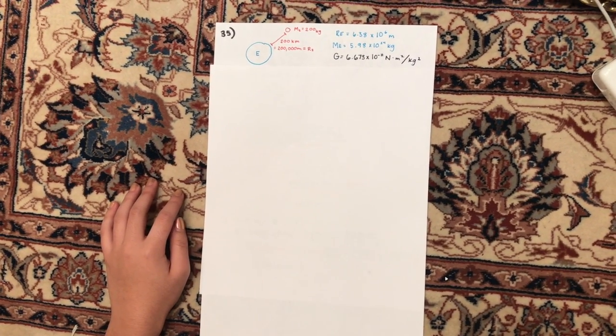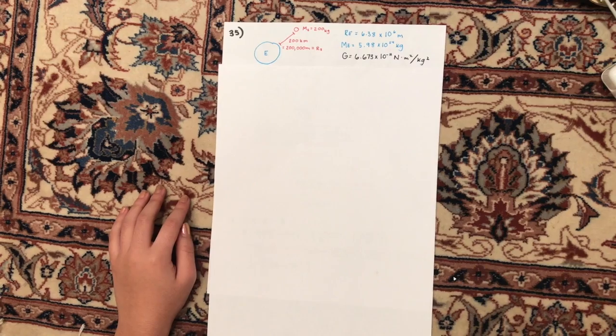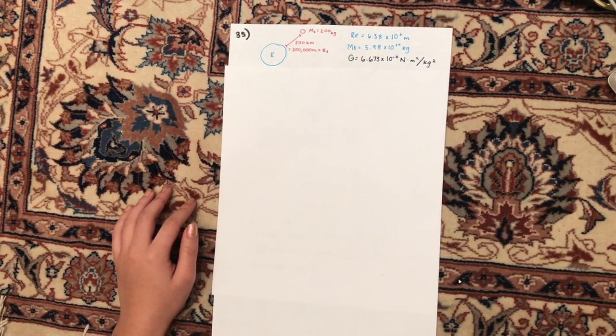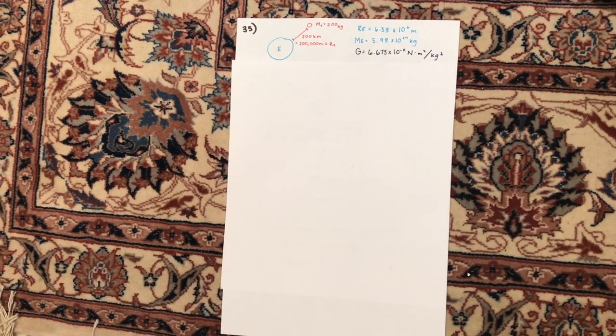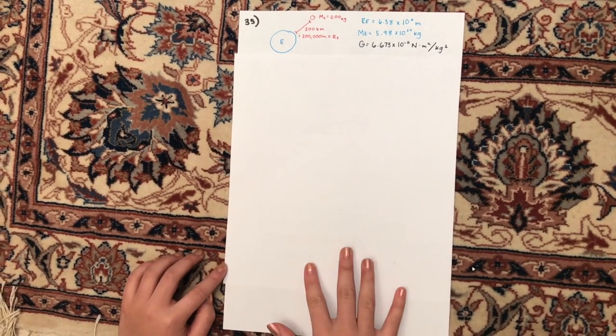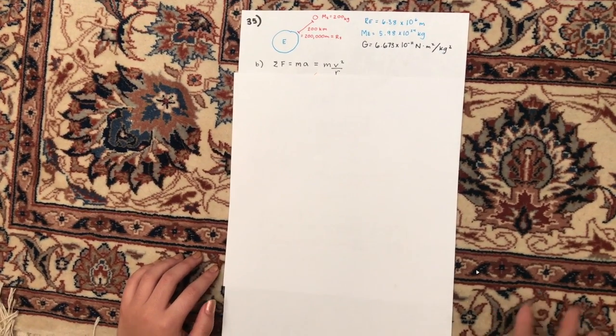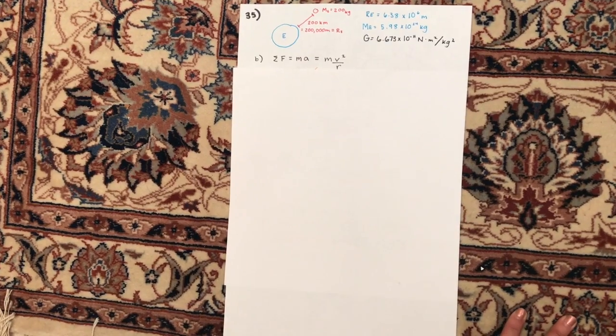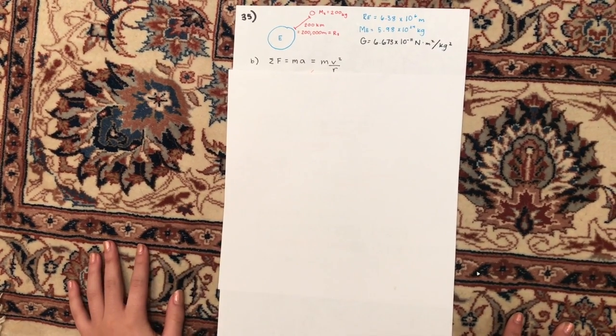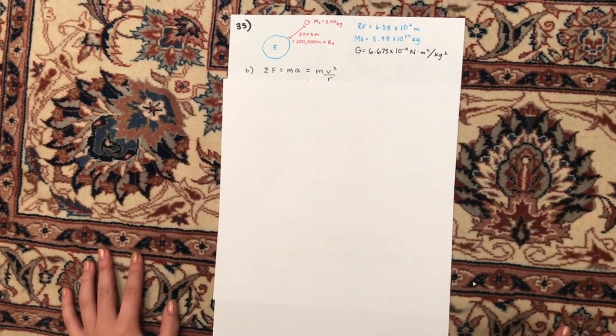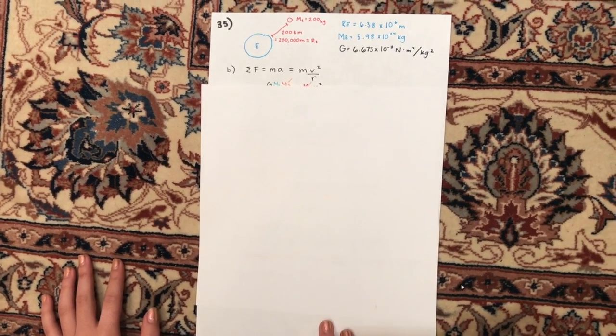So I actually did part B first because by finding the speed, you can take that velocity and then find the period, which is what you're looking for in part A. So for part B, which is what I did first, you just take Newton's law, F equals ma, but since the orbit is circular, a becomes v squared over r.